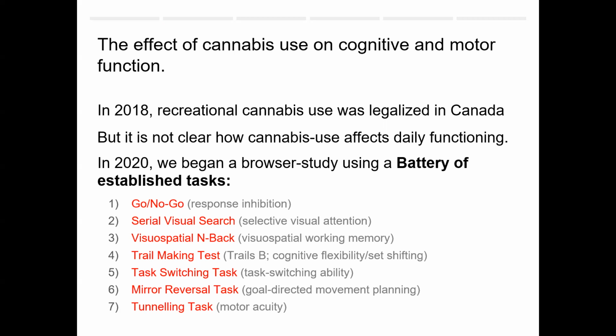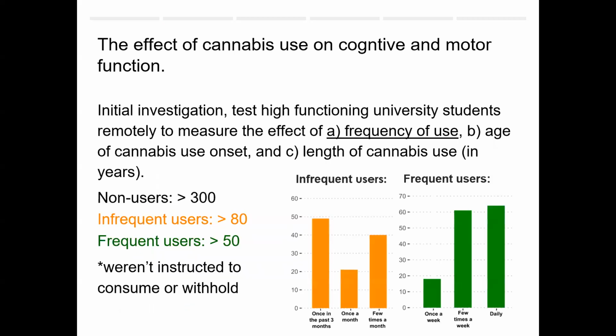So we replicated these experiments in an online format, and I'm going to show you the results of 3 of them as a function of cannabis use. Of course, we're testing university students, so highly functioning people. Especially for the purpose of this talk, we're looking at frequency of use, although we also asked about cannabis onset, the type of cannabis and why they're taking it.